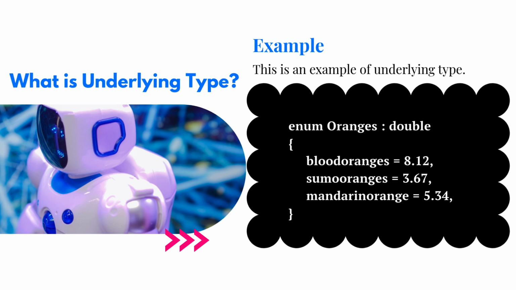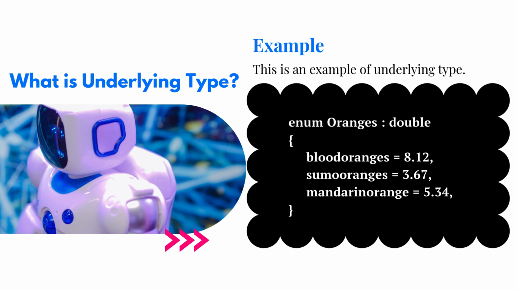What is an underlying type? By default, the underlying type of an enum is int. However, you can specify a different integral type, e.g., byte, short, long, explicitly if needed. In the given example of an underlying type enum, enum is a keyword that is used to make constant members. Oranges is the name of the custom enum. We use type name syntax for making an underlying type enum. So, in the given example we have double as the underlying type of the oranges enum. We have specified the enum member blood oranges with the specific data type double.